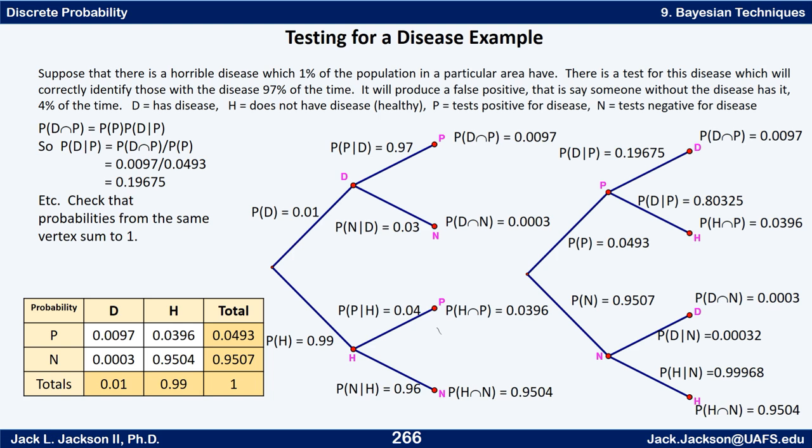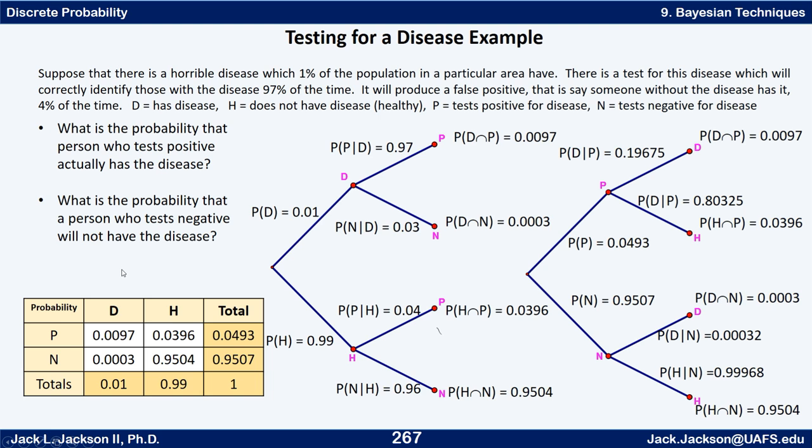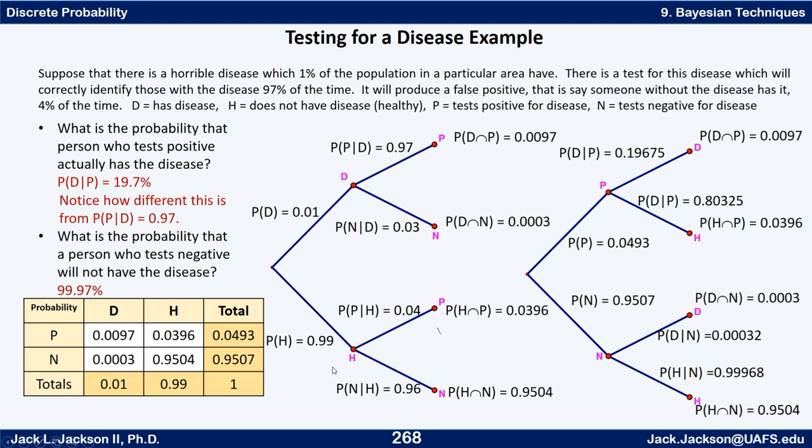And we can kind of check to see all the properties of the trees work out here. So, in particular, we're interested in knowing what is the probability that the person who tests positive actually has the disease. So we want to find the probability of D given P, and that's in this tree over here, at this one right here, it's 19.7%. Wait a minute. Does that seem low? Well, it's actually the correct value.